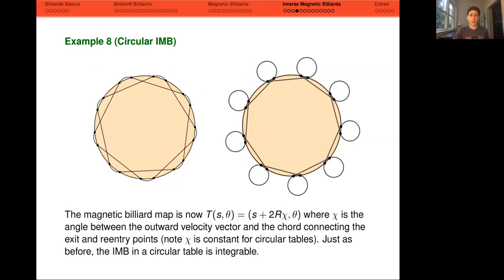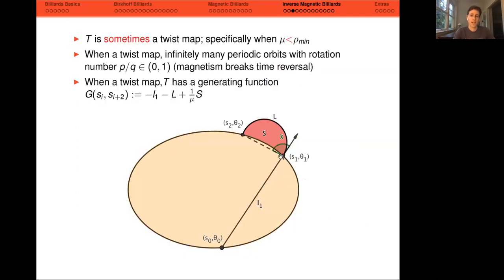So circular inverse magnetic billiards is just like the magnetic billiard setting, where we have a nice expression for this billiard map. Theta is going to be an integral of motion. And this position coordinate is going to change to S plus 2r chi, where chi, from the previous slide, is the angle between the outgoing velocity vector here and the chord that connects the exit point and re-entry point.